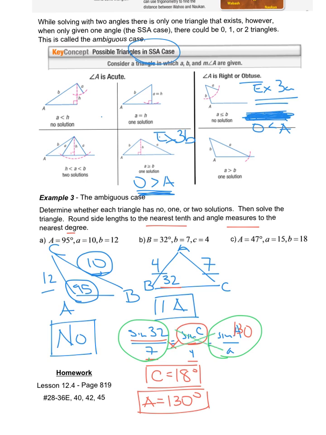But we do 7 times the sine of 130 divided by the sine of 32. And then we're going to take the sine inverse of that value, and we wind up with 10.1. All right? So that's the one triangle case.